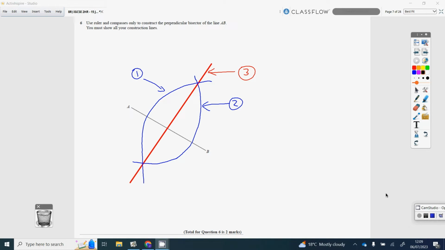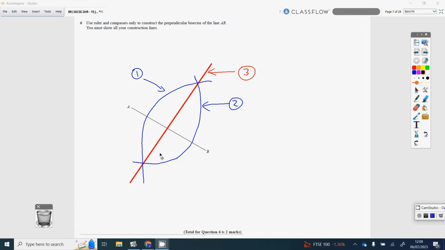Question 6. Now, I'm afraid I don't have the software to draw the compass arcs accurately, so excuse these blue lines being a bit wobbly. So in order to do this, you've got to use a compass and ruler, and you're just using the ruler for drawing a straight edge. You're not using it to measure a length.